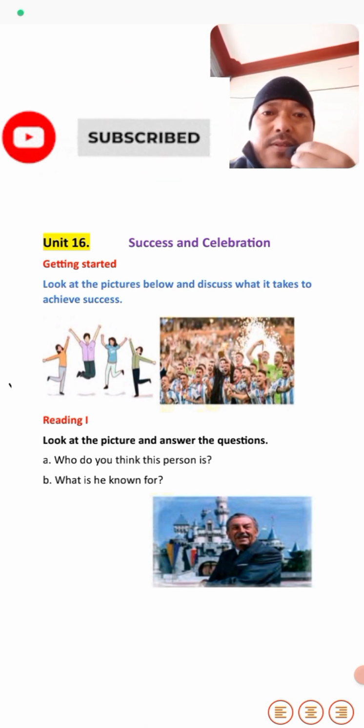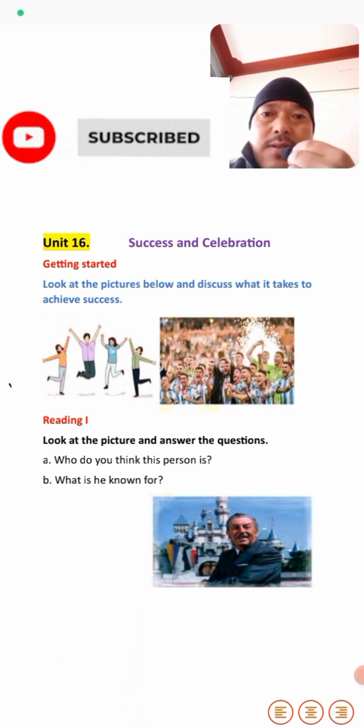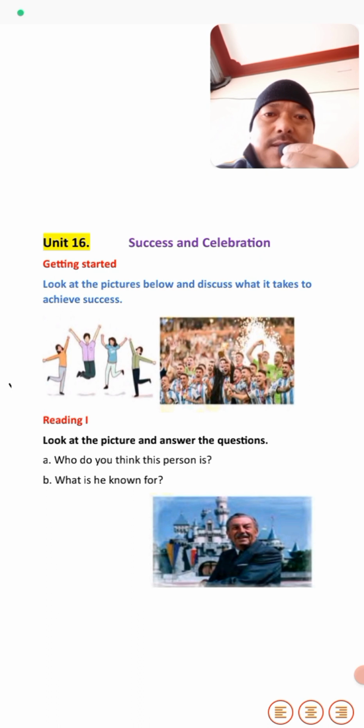And before we start this text, we have pictures given here. Getting started: look at the picture below and discuss what it takes to achieve success. Students, what do you see in the picture?